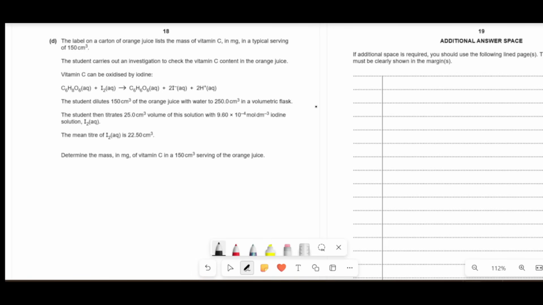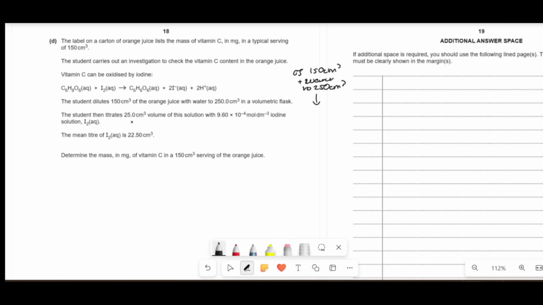The student dilutes this much orange juice with water to make that in a volumetric flask. So they've got OJ, they've got 150 cm^3, or 1 serving of it, and they've added water to 250 cm^3. Then what they did is they titrated this volume with this. When you're doing these questions, don't just look at them sentence by sentence. Make a picture in your head of what's going on, and make sure you know what volume belongs to what, and then your life is a lot easier.